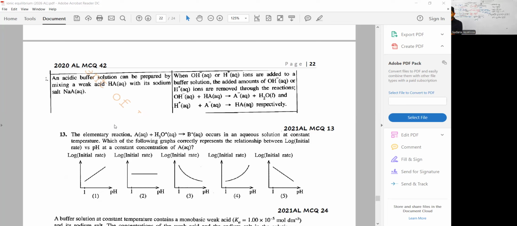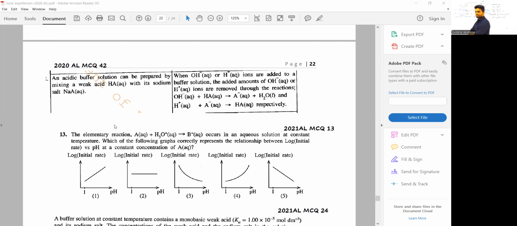So an acidic buffer solution can be prepared by mixing weak acid HA with its sodium salt. That one is true, because if it is a buffer, there should be both HA and A minus. So I'm asking, what is the explanation of the first statement? Should be the buffer action. Buffer action means you have to explain what would happen when you add strong acid, when you add strong base. You have to say the response of this system.